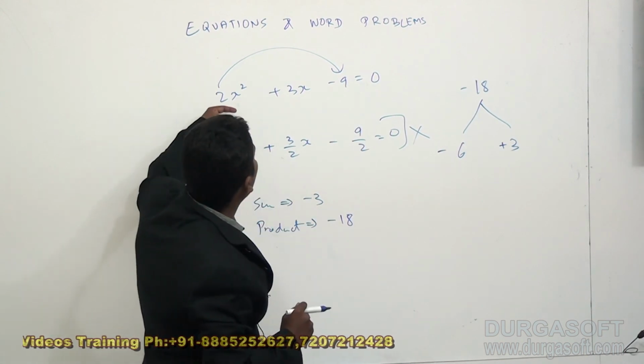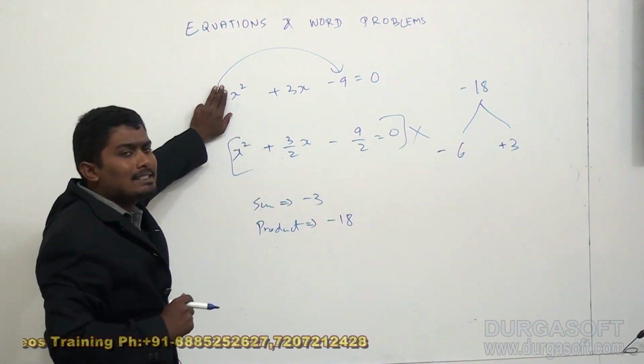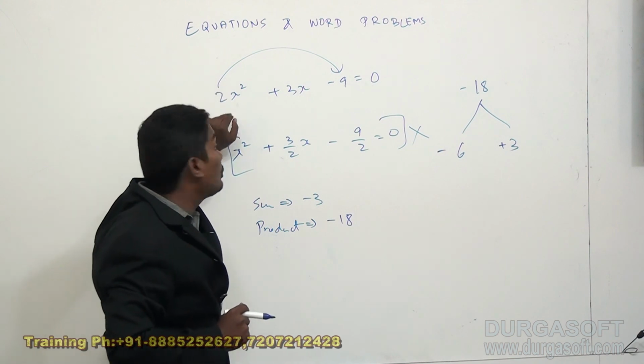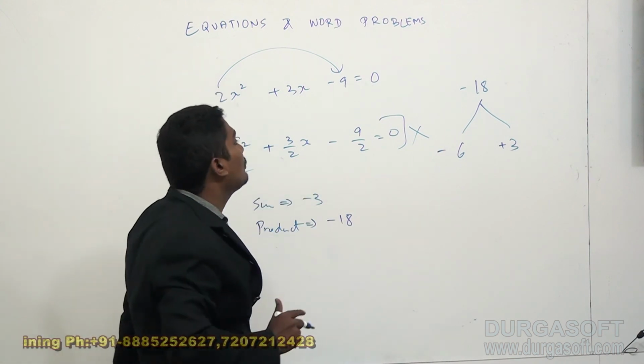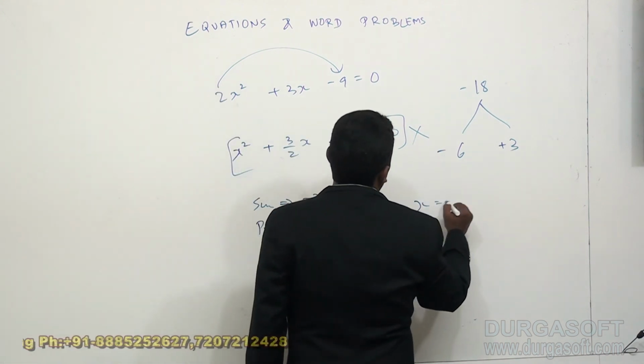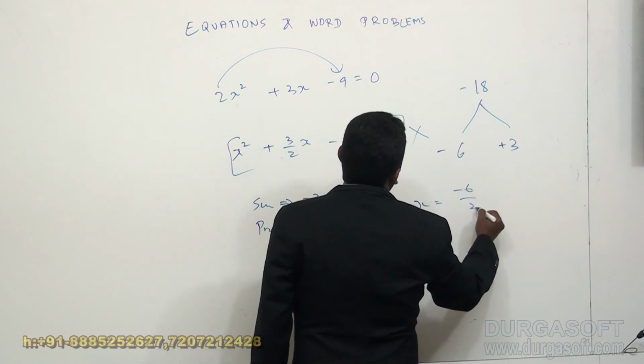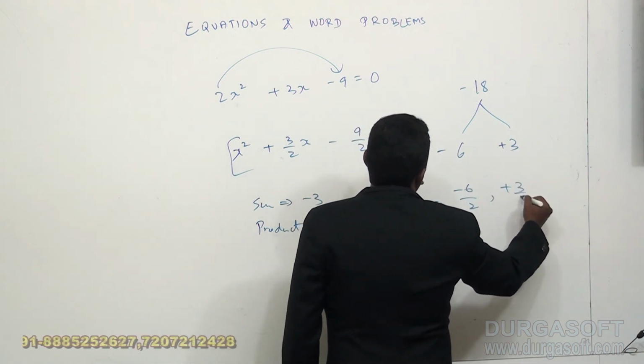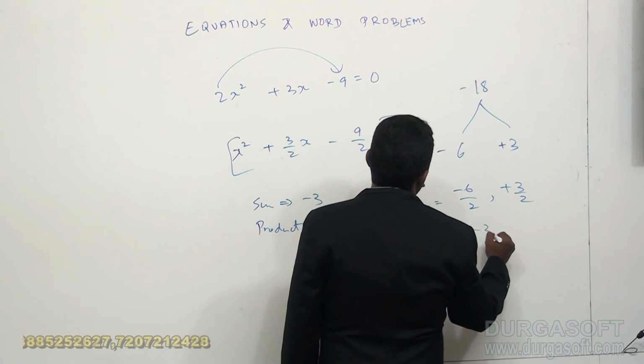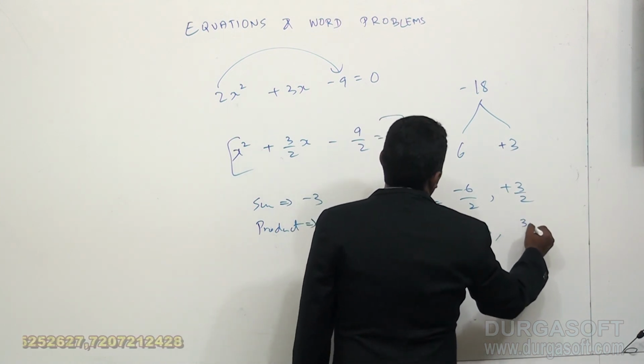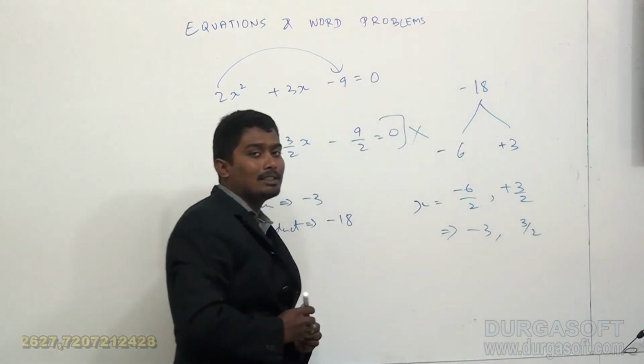But if it was x square, I could say that the answer is minus 6 and plus 3, but here it is 2x square. So the value of x will be equal to minus 6 by 2 and plus 3 by 2, or in other words, minus 3 comma 3 by 2. So this will be the answer.